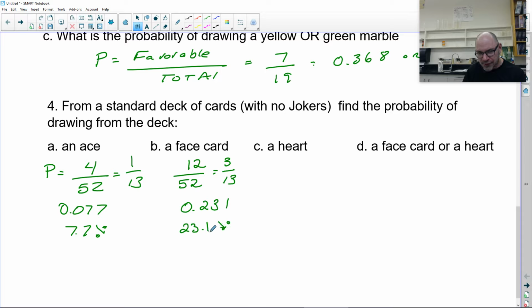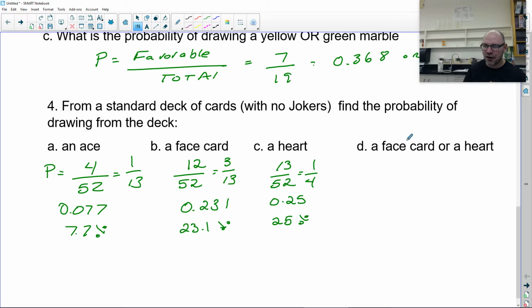Okay, a heart. Well, there's 13 hearts out of 52, which if you divide that out, it's 0.25, which would be 25%. Okay, obviously you could reduce this one down to 1 out of 4, because 13 goes into 52 4 times. Now here's my tricky one.